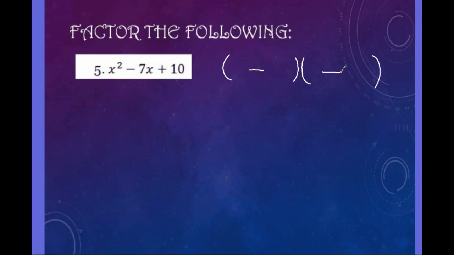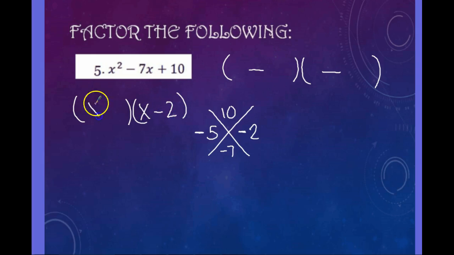So, fill in your magic X. The top number is what you multiply. The bottom number is what you add. So 2 numbers that multiply to give me a positive 10 and add to give me a negative 7. And I know both numbers have to be negative because both of these are negative. Very good. So negative 5 and negative 2. Fill in my factors.